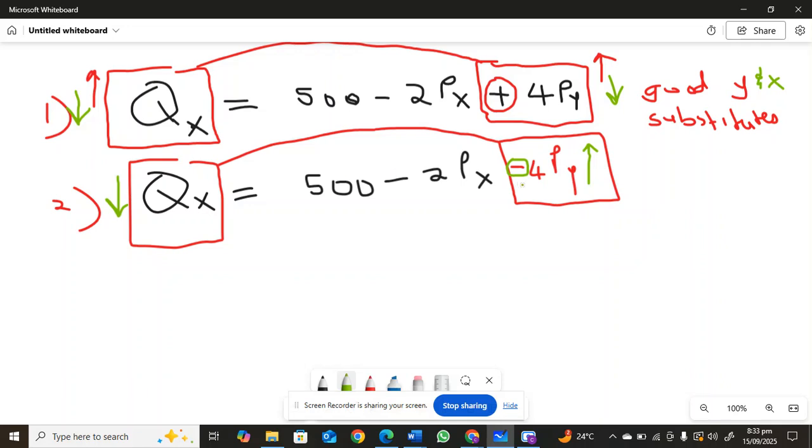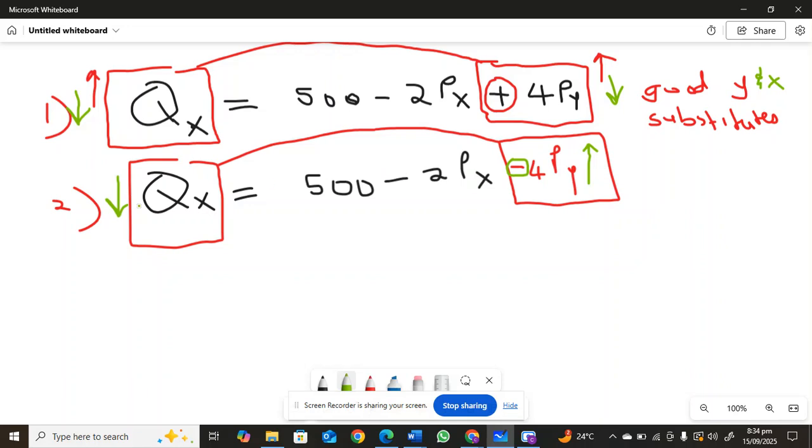Meaning if the price of Y goes up, people buy less of good Y, and it means good Y and X move together. So if people are buying less of good Y, it means they won't need good X, so they'll also buy less of good X. All right, so the quantity demanded for good X is going to go down.